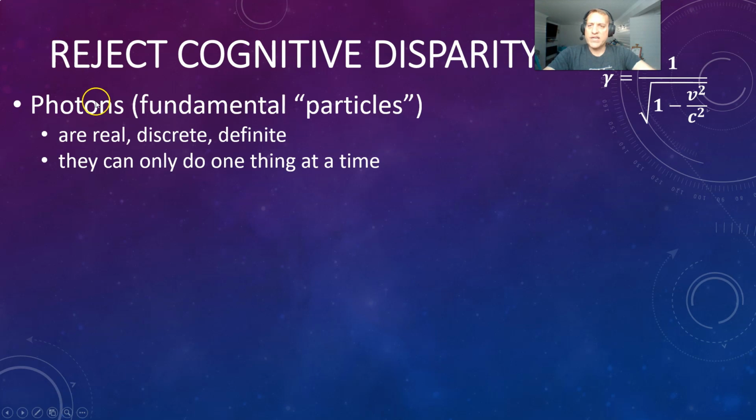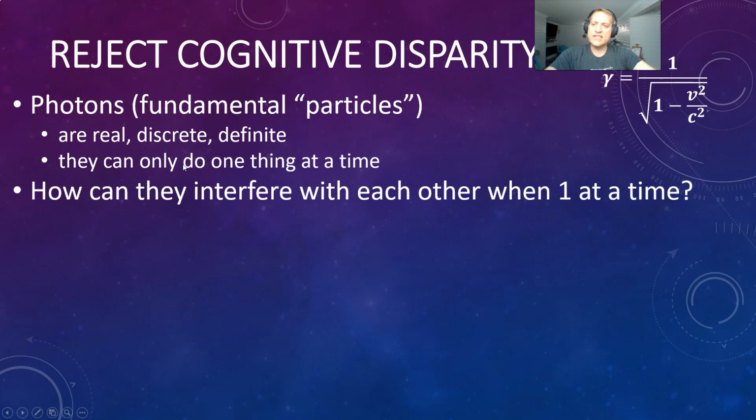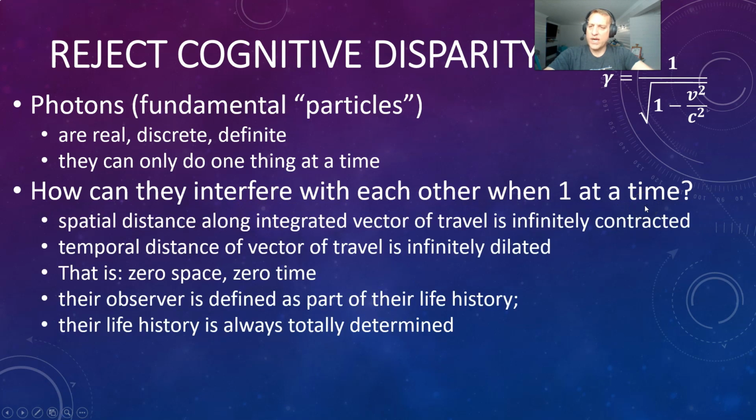So reject cognitive disparity. So photons, they're fundamental particles, they're real, discrete, they're definite, they can only do one thing at a time. And actually, they're really real. They're base energy circlings probably. How could they be fundamental particles anyway, right? How can they interfere with each other when one at a time?